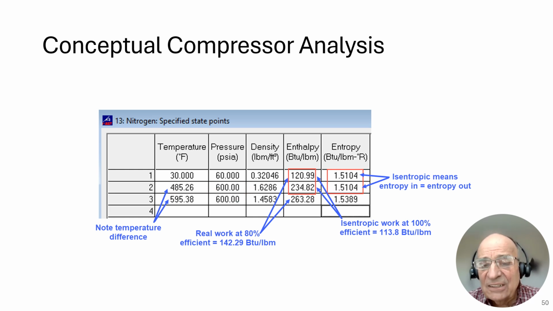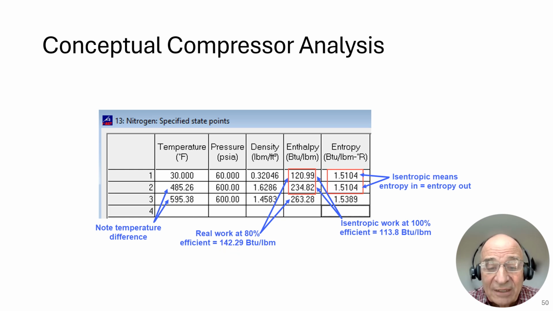So the isentropic work would be the difference between 120.9 and 234.82. And that comes out to 113.8 BTU per pound. That's the isentropic work. But we know that the real work will be something different. So if we take this 113.8 divided by 0.8, we come out with 142.29.